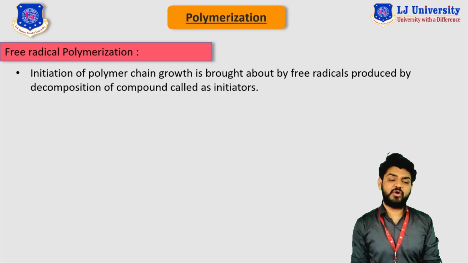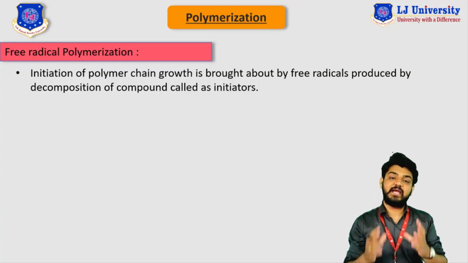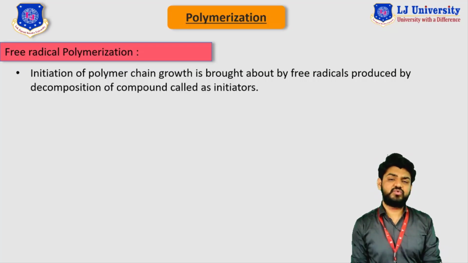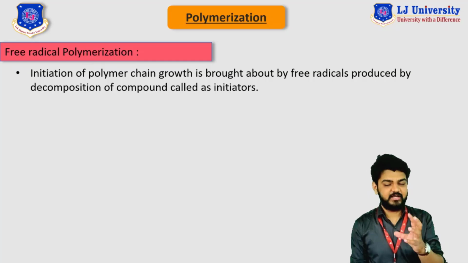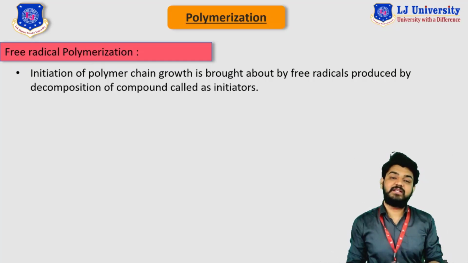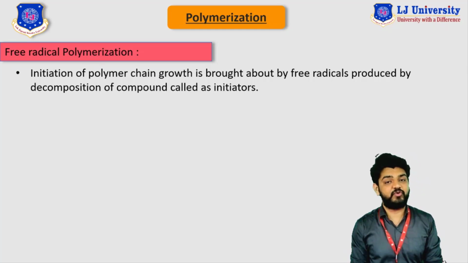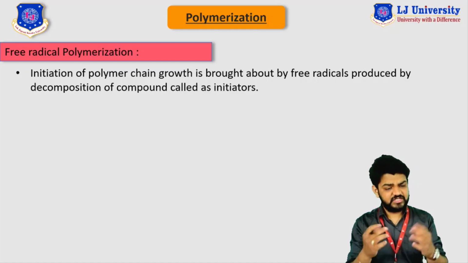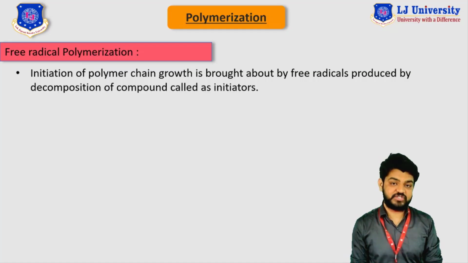So initiation of polymer chain growth is brought about by the free radical produced by decomposition of a compound called an initiator. So in a free radical polymerization, we use a compound named the initiator. This initiator decomposes and produces free radicals, and these free radicals are mainly responsible for the entire polymerization process. In ionic polymerization, we use compounds which generate ions. So now let's just focus on the free radical polymerization first.